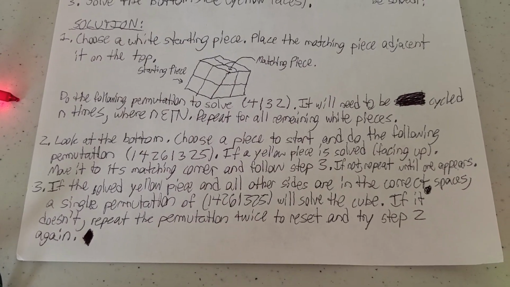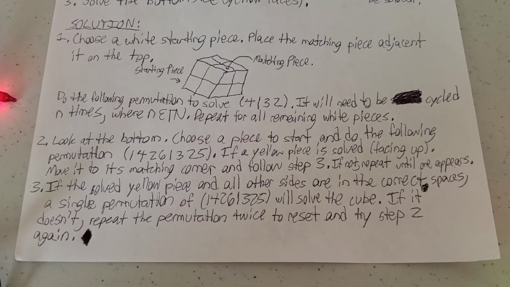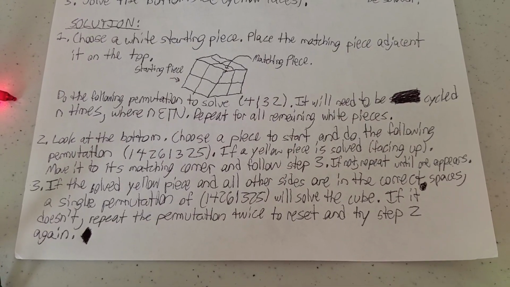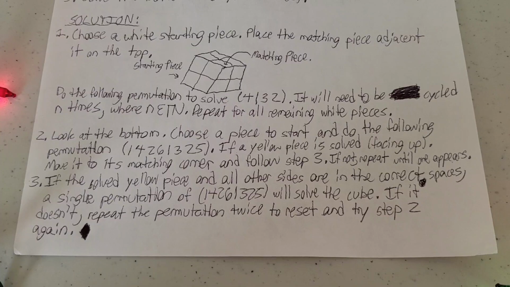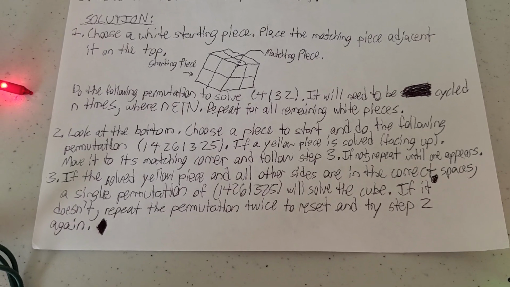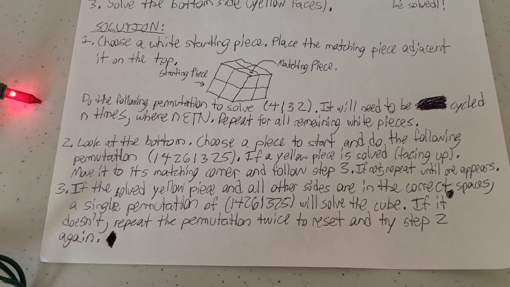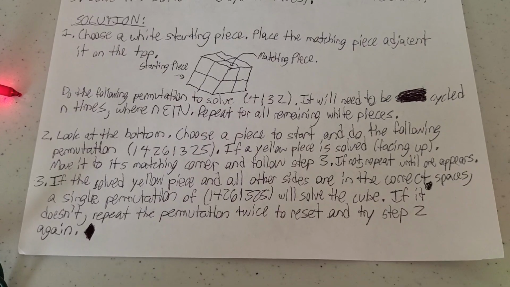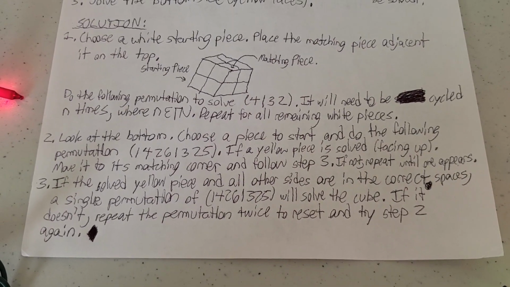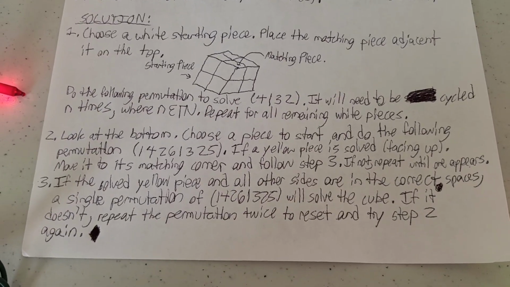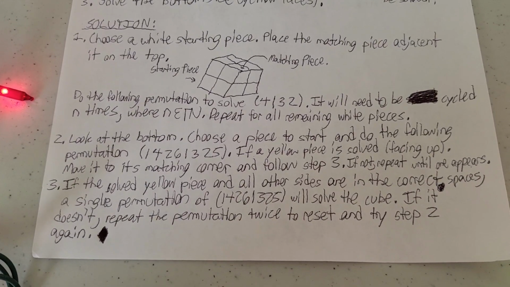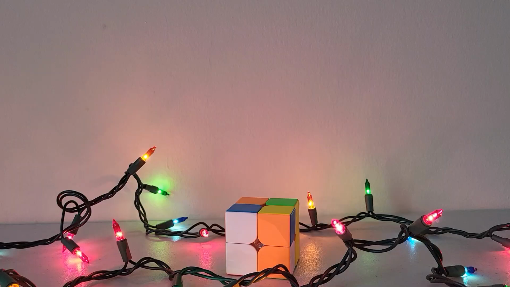So once you figure out step 2 and step 3, if you have the solved yellow piece and all the other sides around it are in the correct spaces, a single permutation, the same permutation as for step 2, will solve the cube. And if it doesn't, we can repeat the permutation twice, which will reset our orientation, and then we'll just go back to step 2 and try it again.